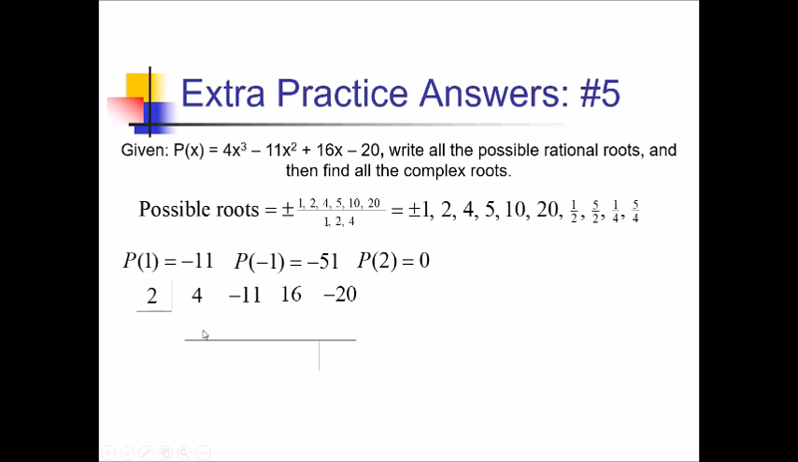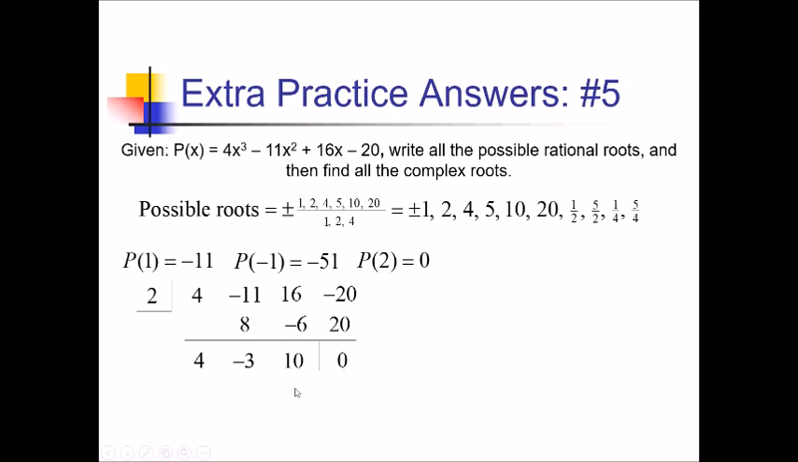So synthetic division time, let's bring down the 4. Times 2 gives me 8. Plus negative 11 is going to be negative 3. Times 2 is negative 6. Plus 16 is 10. Times 2 is 20. And yes, we get 0. So that works out. Awesome.